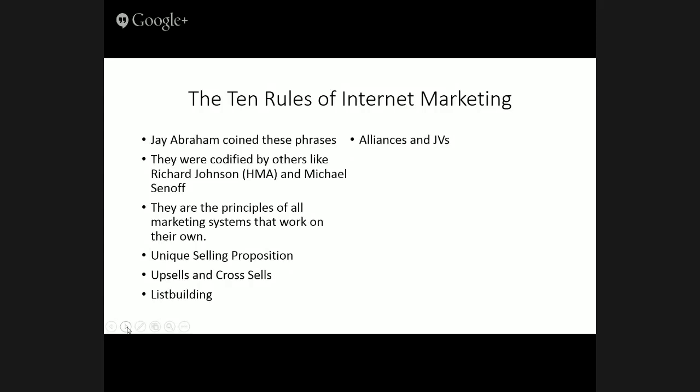Alliances and joint ventures, right? You need to be talking about those things. And there's always paid advertising, of course. Now, these are the 10 things of internet marketing.